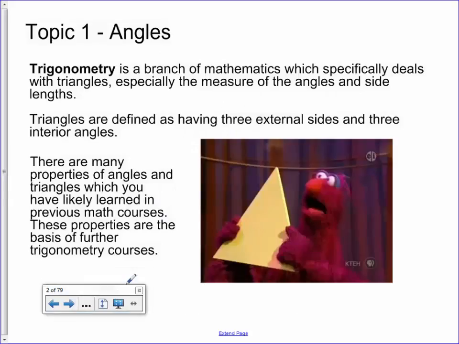So first slide, just a definition slide. Trigonometry, the key thing I need you guys to know is that trigonometry deals with triangles. That is the main shape we focus on.